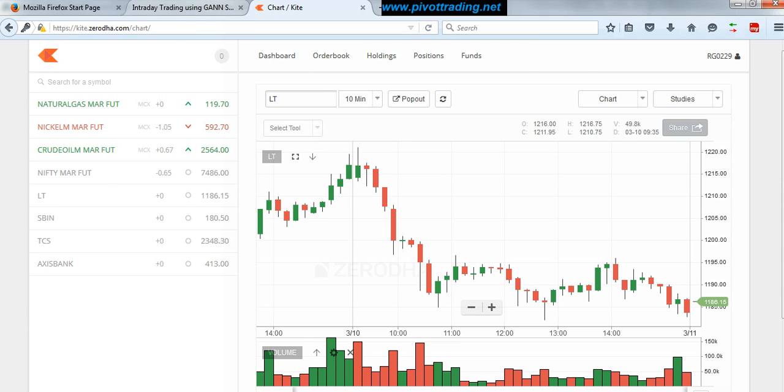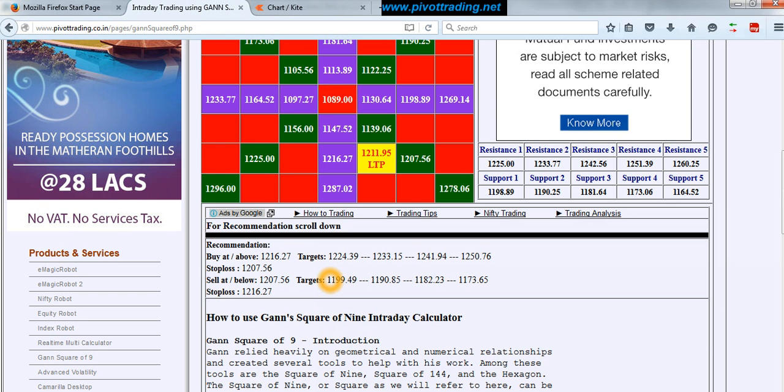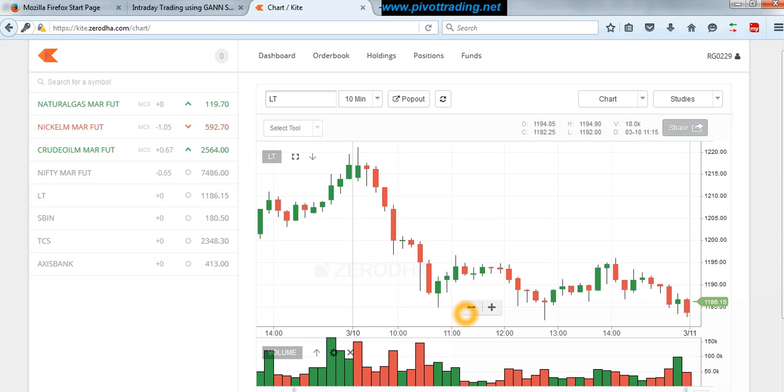Let's see what all the levels got covered between this. So our target was 1199, then 1190, then 1182. So our third target was 1182, and the script fell till 1184. So only target 2 was achieved. But as I mentioned before, either we would have kept trailing stop loss at target 1, or we would be waiting for target 3.